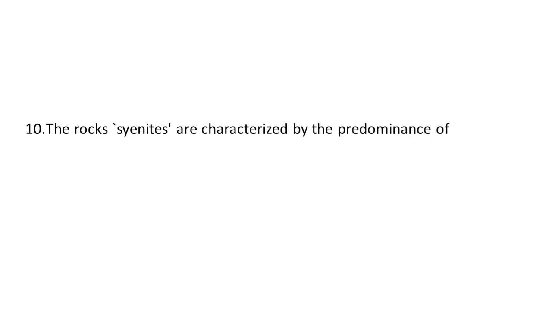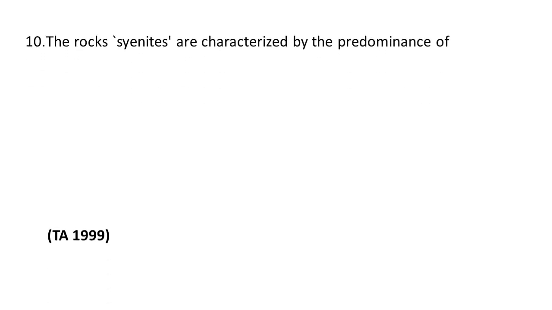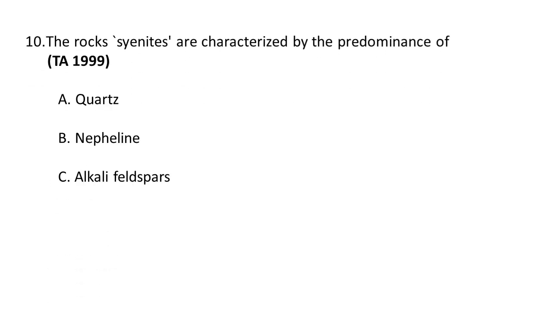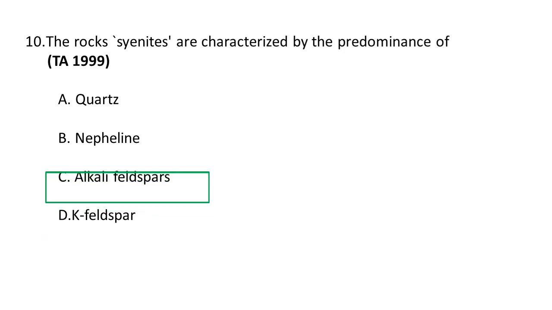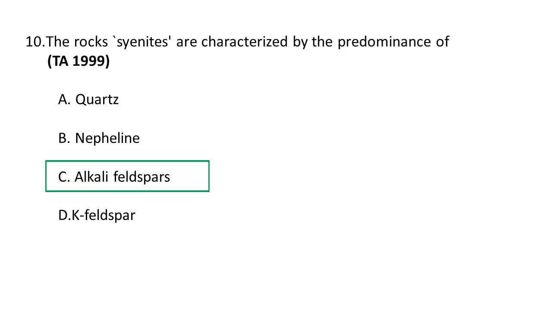Next question. The rock syenites are characterized by the predominance of A. Quartz, B. Nepheline, C. Alkali feldspars, D. Potash feldspars. The rock syenites are characterized by the predominance of alkali feldspar. Syenite is an igneous rock that is mainly composed of alkali feldspar with less than 5% quartz or feldspathoid. So C. Alkali feldspars is the correct option.